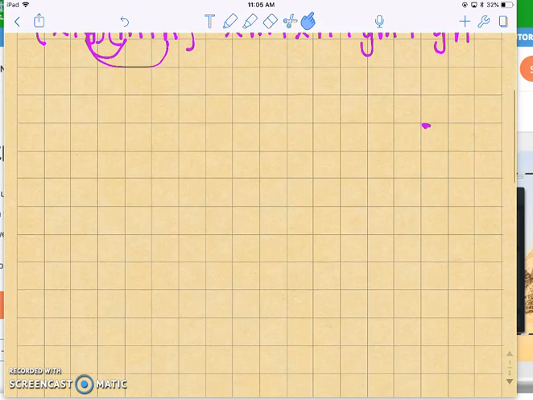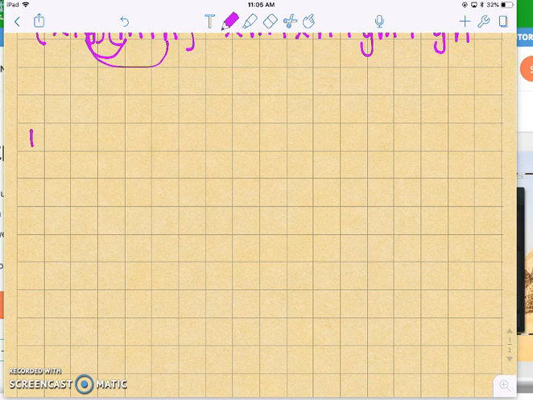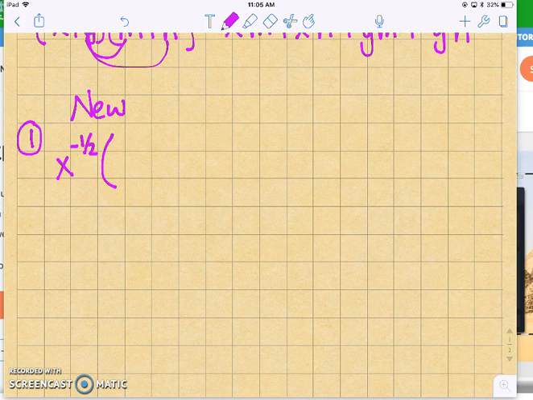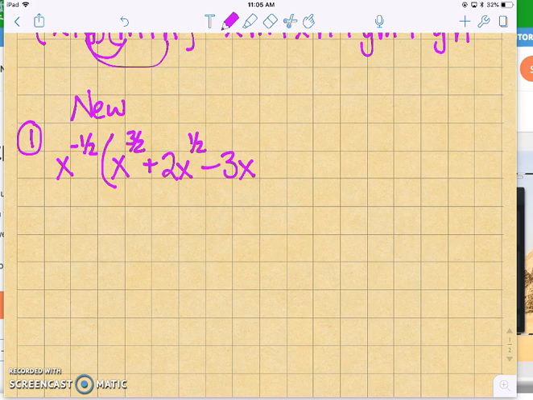So the new part we're going to do today is we're going to take a look at this with exponents. So the first of the new stuff that we're going to take a look at is, let's say we have x to the negative half times x to the 3 over 2 plus 2x to the half minus 3x to the negative half. So we're going to distribute.